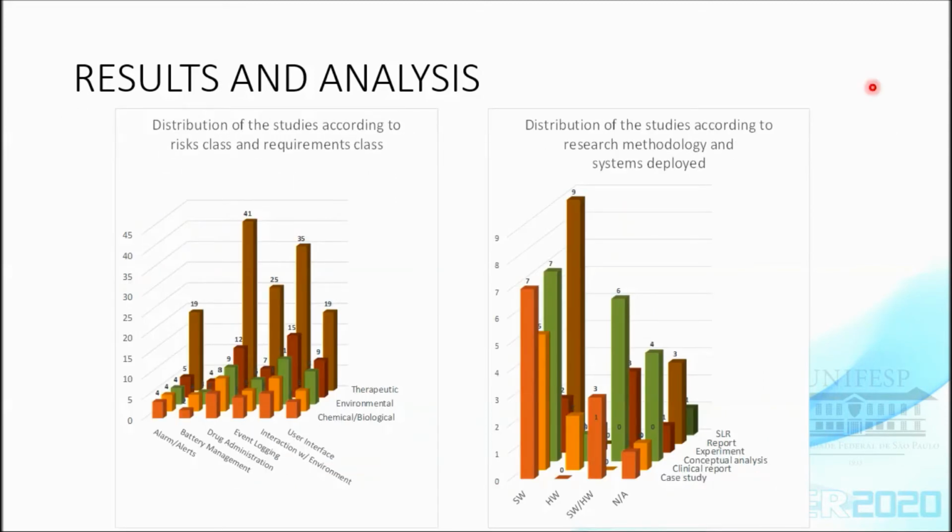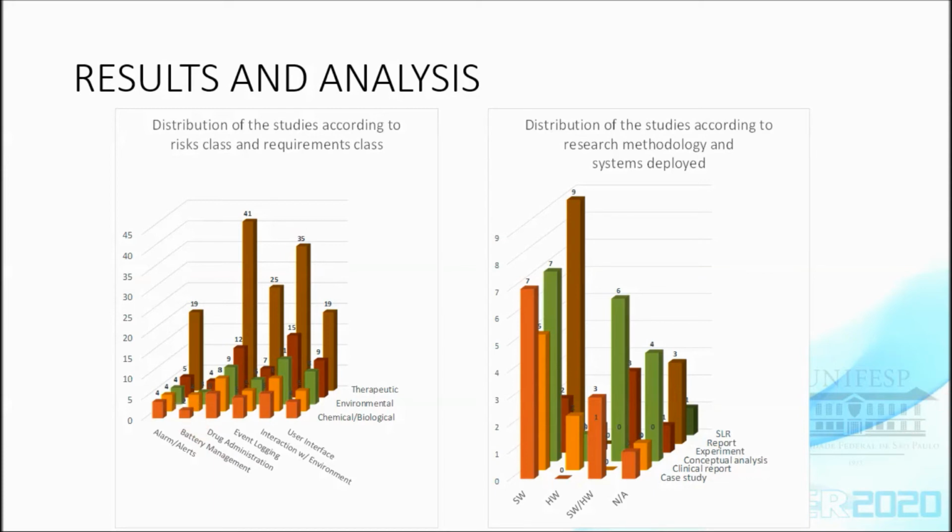And we try to draw the association among some of the properties. We build the graphs of P3 that are the risks versus P5 that are the requirements, and also P1, the context, versus P4 that are the systems deployed. On the first one, we can see that the most common combination is therapeutic risks with drug administration requirements, with 41 studies. And this could be expected as both classes are regarding the medication. On the other hand, the least common combination is chemical or biological risks with battery management requirements, with only 2 studies.